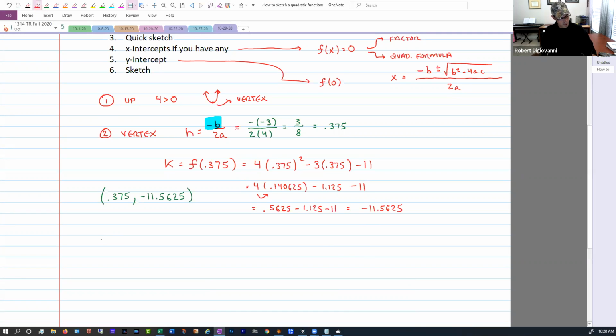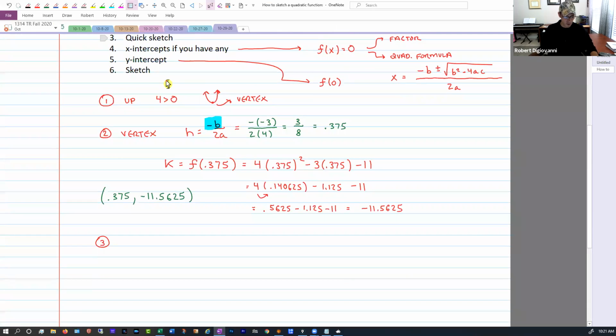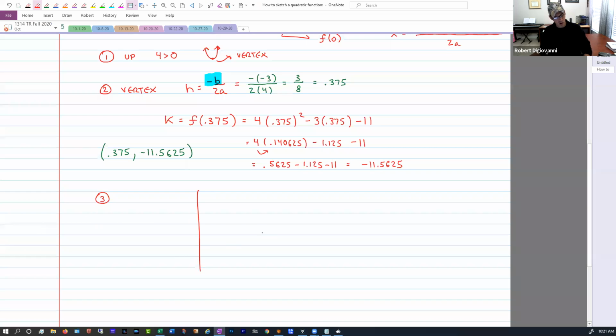Step 3 is to determine, this is going to be a quick sketch. So the quick sketch is just going to tell us how many x-intercepts we have. So what I do is I draw a quick little sketch. I try and take this point and figure out where it is. So 0.375 is a positive number. That means I go to the right a little bit, and then negative 11.56 makes me go down. So I've got a vertex somewhere around here, and I know that my graph opens up.